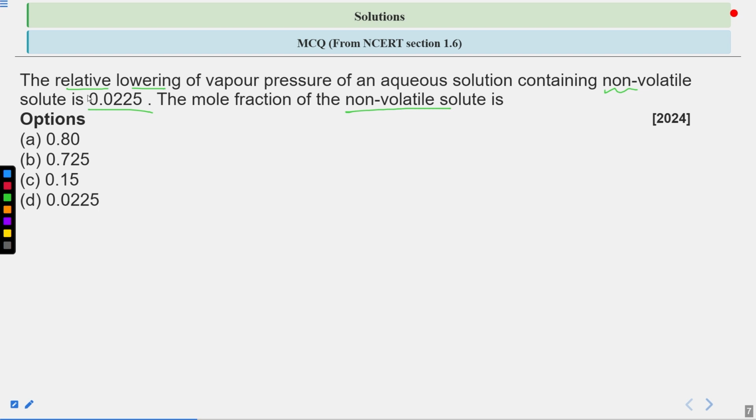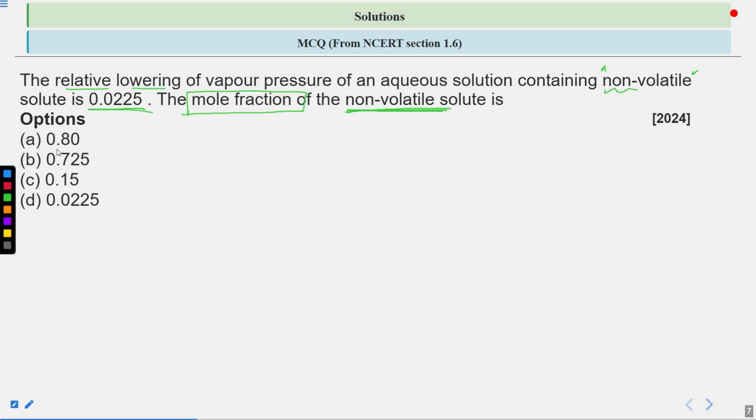So the relative lowering of vapor pressure is given, of an aqueous solution which is containing a non-volatile solute. Non-volatile solute means it is quite difficult to convert into the vapor. So for that kind of solution in which a non-volatile solute is present, the relative lowering of vapor pressure is given as 0.0225. You have to tell the mole fraction of the non-volatile solute.